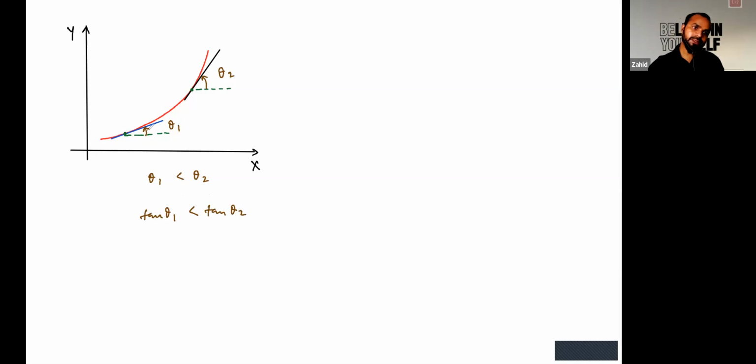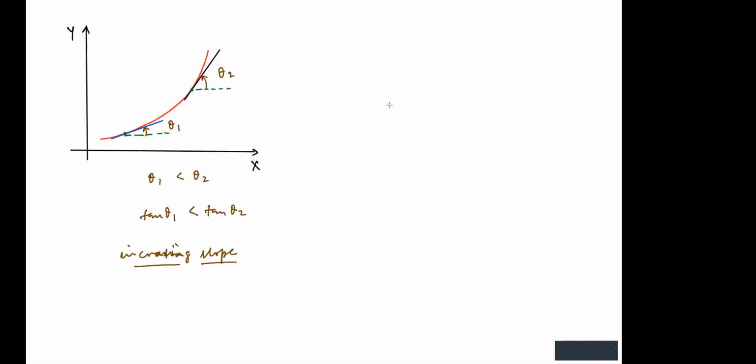So we can call this particular graph an increasing slope. The slope is not constant. It is increasing at some rate. Is it clear? Yes, sir. Salman, any doubt?